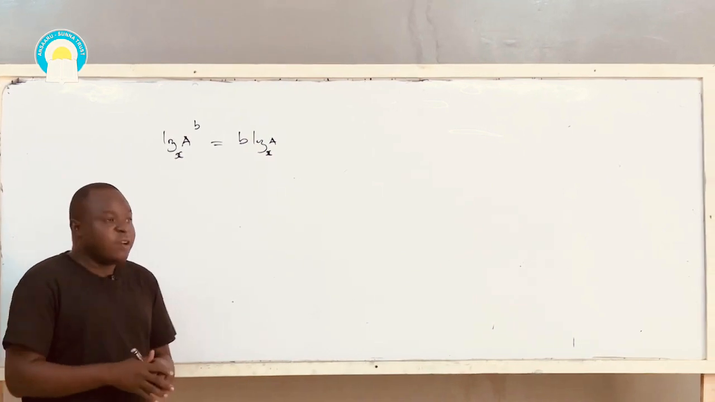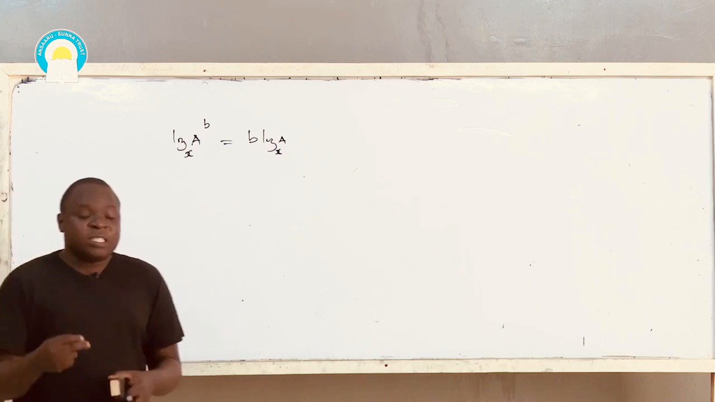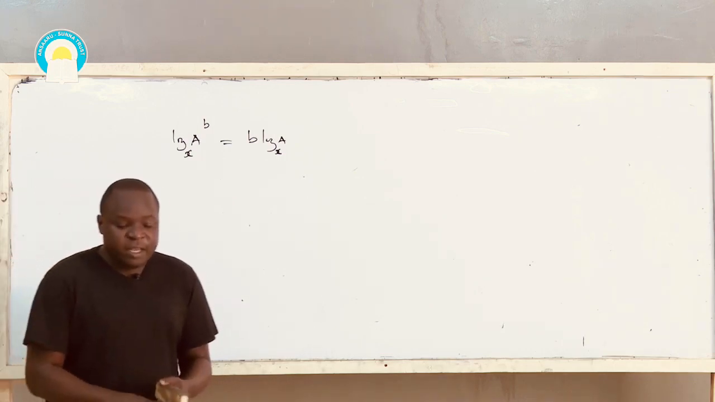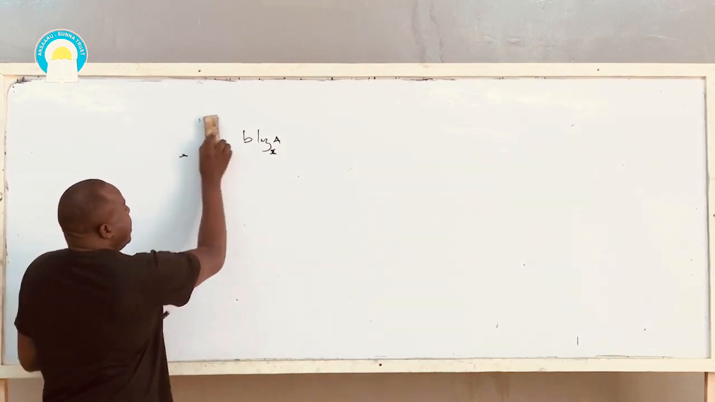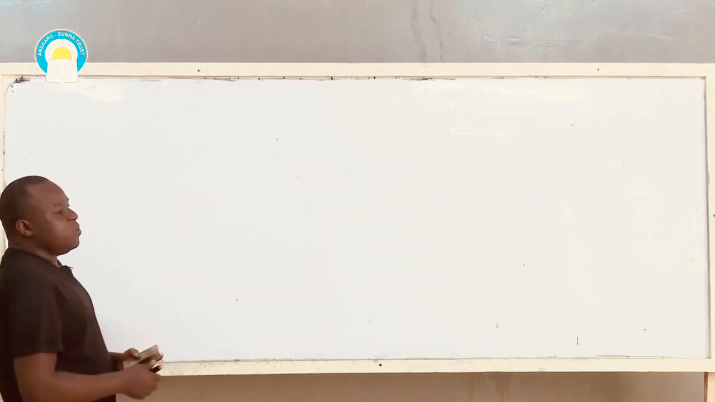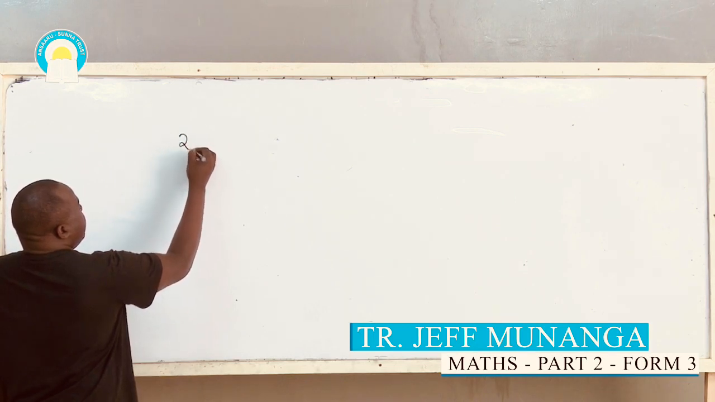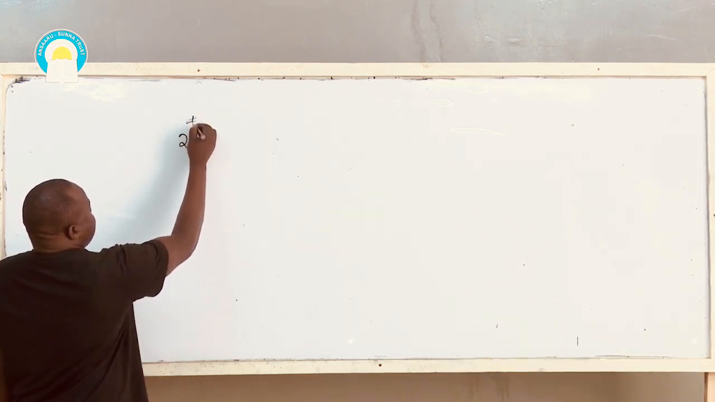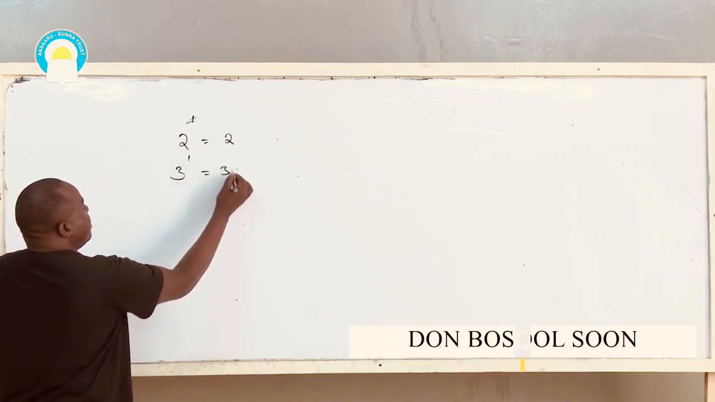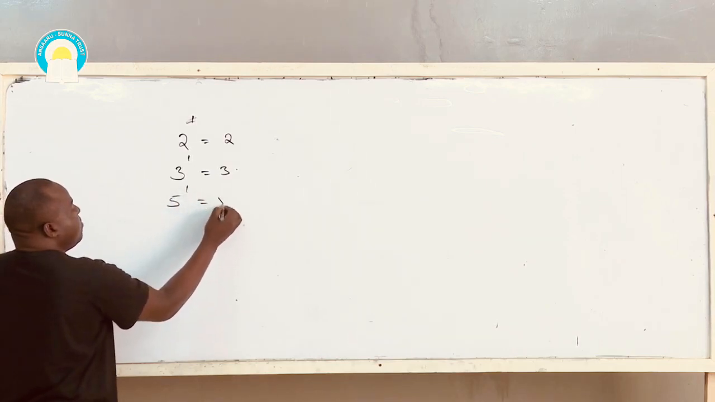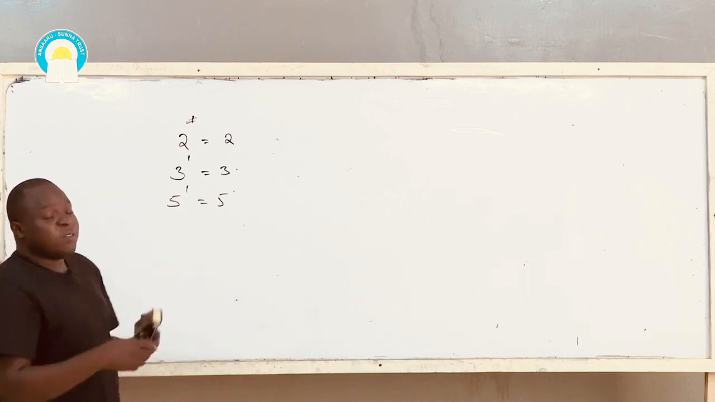So today, we have to proceed by me now explaining the next law, which is the fourth law. Before I talk about the law, I will take you back to your Form 2 indices. In indices, you know that if you have a number 2 raised to 1, the answer is 2. 3 raised to 1, the answer is 3. 5 raised to 1, the answer is 5. So any number raised to 1 gives you an answer which is the same value.